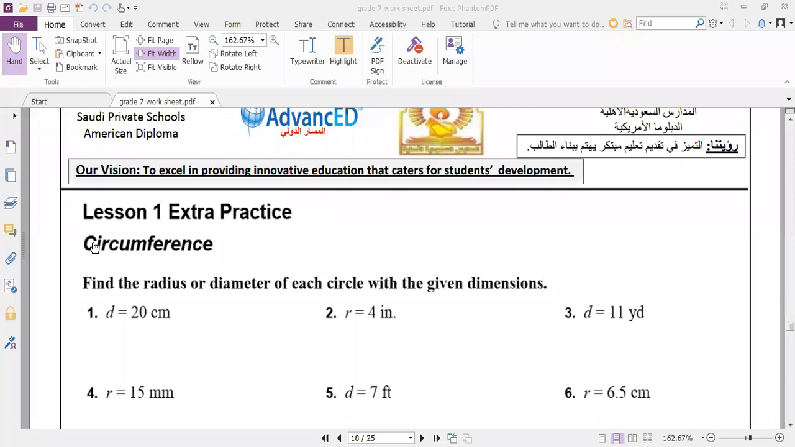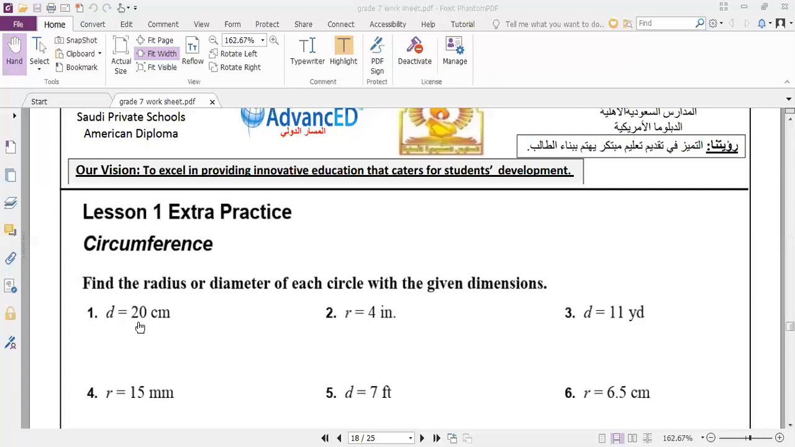Okay, our lesson today is a revision about circumference. Find the radius or the diameter of each circle with the given dimensions.